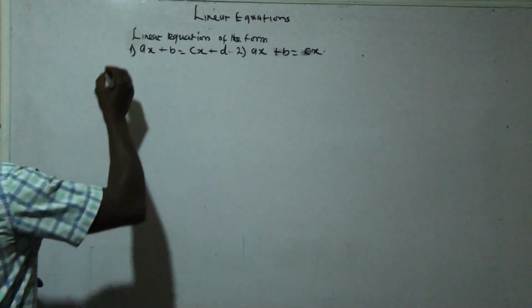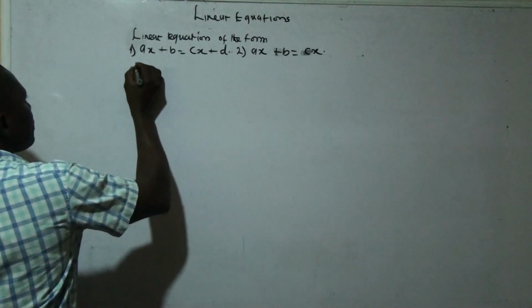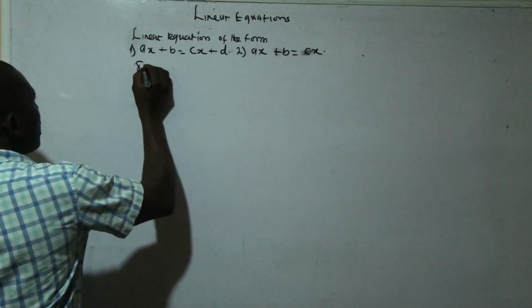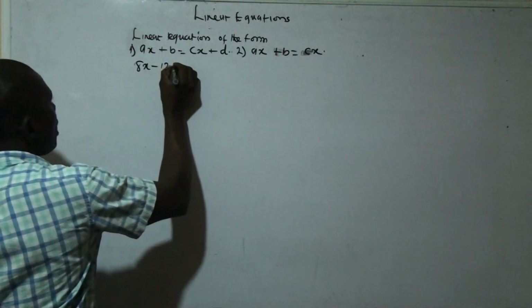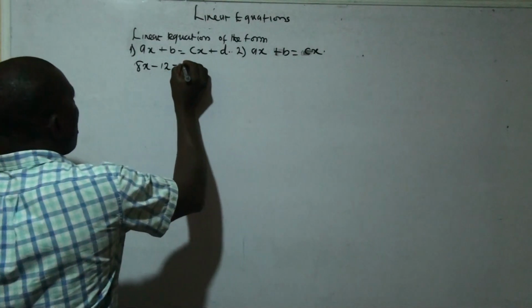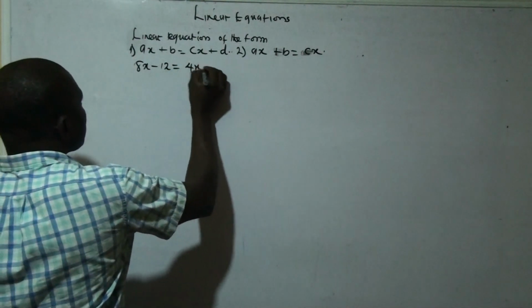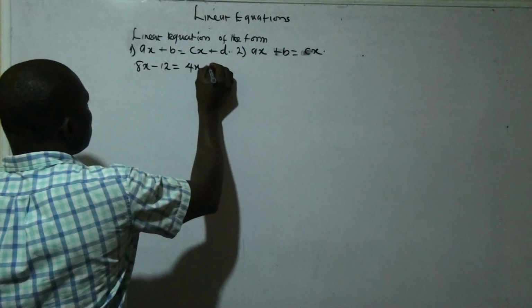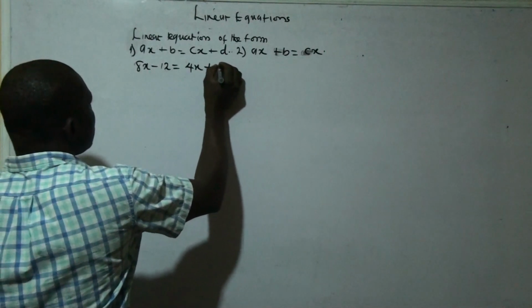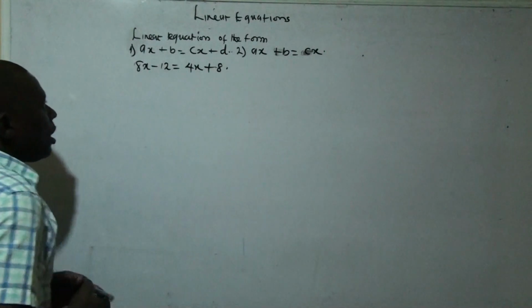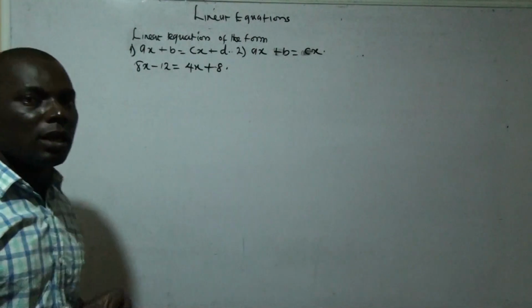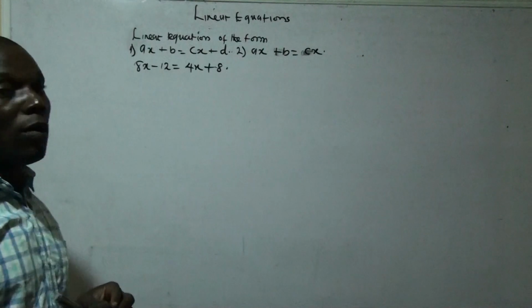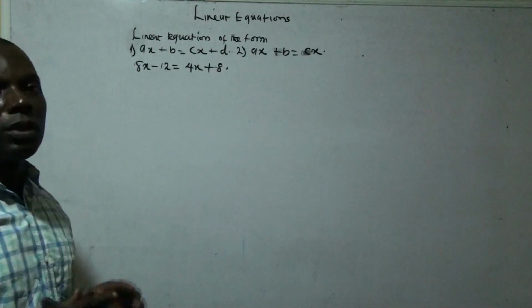Okay, let's look at this example. We have 8x minus 12 is equal to 4x plus 8. Imagine we have a linear equation of this nature. How do we resolve it? That will be essentially our discussion in this tutorial.